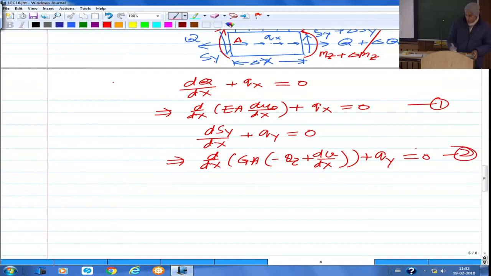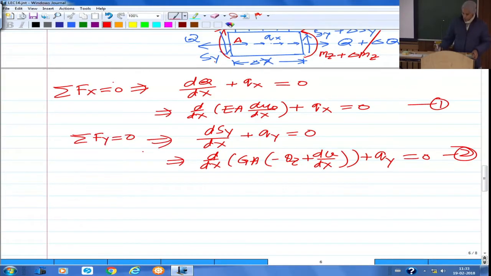So this is the second equation. This comes from the sum of the forces along the x direction equal to 0, and this one is coming from the sum of the forces along the y direction equal to 0. So this is what you get.